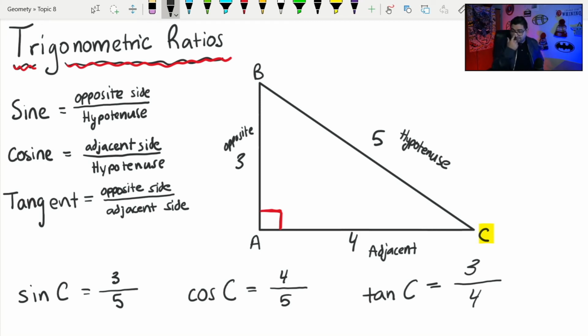Sometimes you might have to simplify these fractions. Sometimes you might have to deal with square roots. But this is the basics of sine, cosine, and tangent. This is how you find them for any angle.